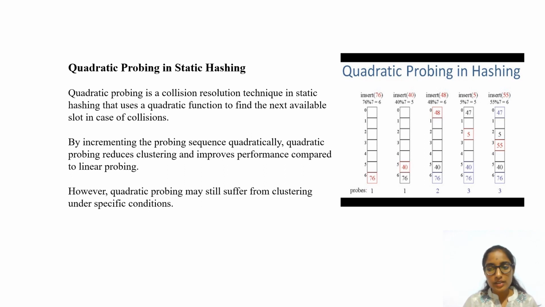Now let us see what is quadratic probing. Quadratic probing is an open addressing scheme in computer programming for resolving hash collisions in hash tables. Quadratic probing operates by taking the original hash index and adding successive values of an arbitrary quadratic polynomial until an open slot is found. By incrementing the probing sequence quadratically, quadratic probing reduces clustering and improves performance compared to linear probing. However, quadratic probing may still suffer from clustering under specific conditions.